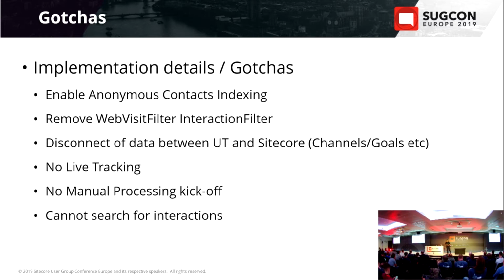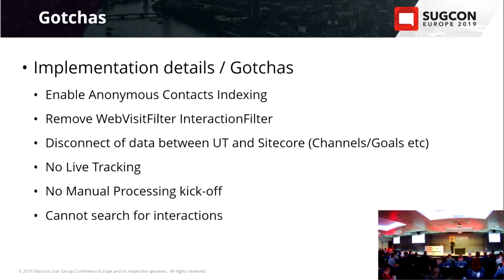There are some things to watch out for if you start to play with this. All our contacts were anonymous, obviously, so don't forget to enable the anonymous contacts indexing, as they won't show up on the profile. For the goals that you saw in the experience analytics, there is a web visit interaction filter. You need to remove that from the Sitecore config on the processing server, because otherwise it will discard all traffic that is not web-based traffic. And of course, Universal Tracker is not web-based traffic. Otherwise, it won't show up on the reports. It'll still collect the data, it just won't show up on the reports.